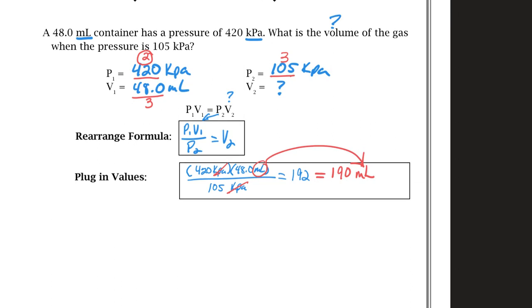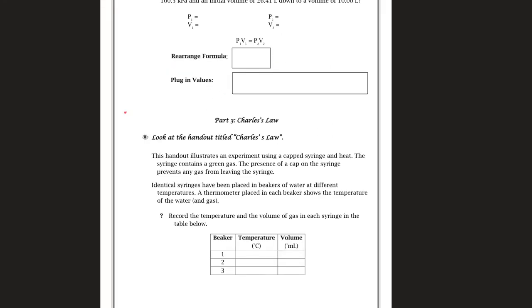You're going to go ahead and solve the next few. And you're going to stop here, and you're going to get the handout that's called Boyle's Law and complete that one-page sheet which is attached to the Google assignment.